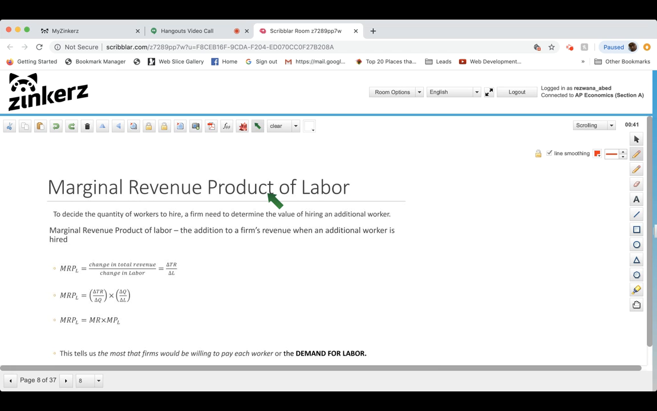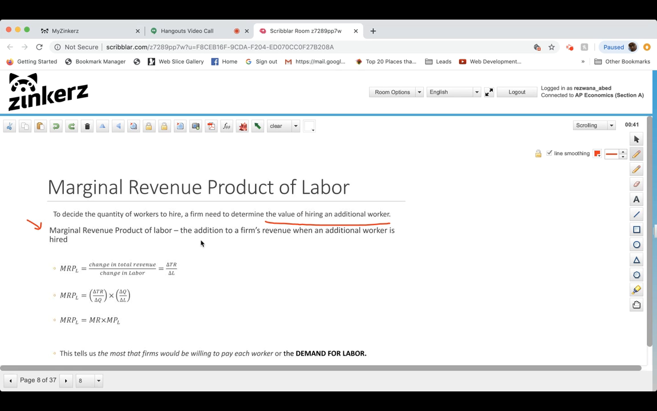In order for a farm to decide the quantity of workers that they're going to hire, they need to be able to determine the value of hiring an additional worker. They have to figure out some way of knowing what is the value of hiring an additional worker to me. This is exactly what the marginal revenue product of labor tells them.